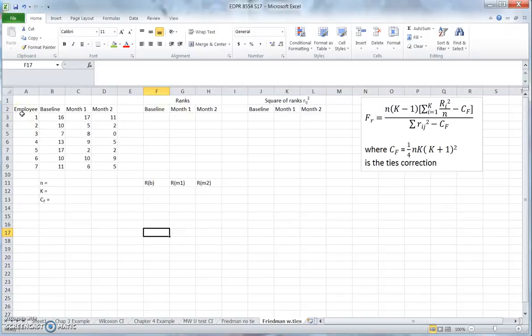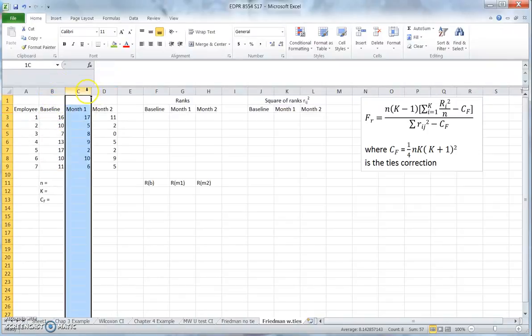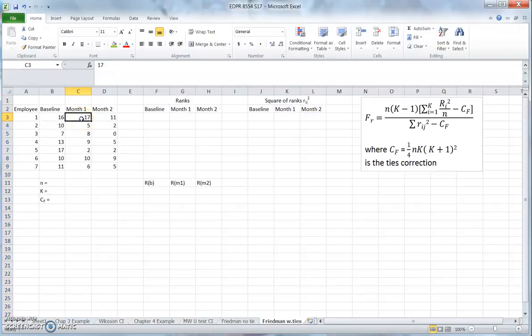It has the same scenario, so 7 employees in the company were given different policies on how their tardiness was handled by the manager. For all 7 of them, nothing happens if they're late to work in the baseline month. In month 1, every time an employee is late to work, $10 is taken off the paycheck, and in the second month, every time an employee is late to work, $20 is taken off the paycheck.